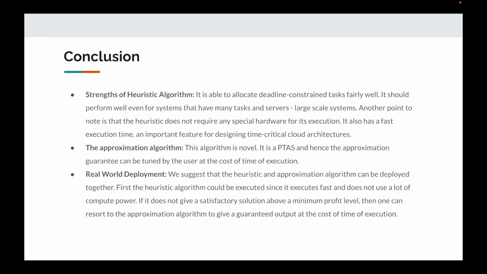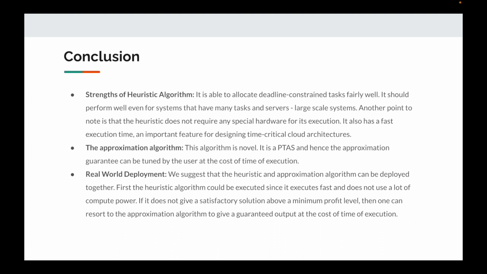So our conclusions are the following. The strength of the heuristic algorithm is that it performs well. It achieves 70% PGR on average, and it can also scale very well. So it is well suited for large scale systems. Also, it is important to note that it does not require any special hardware. So it is very lightweight. Also, it has very fast execution time. And this is obviously an important feature for designing time critical cloud architectures.